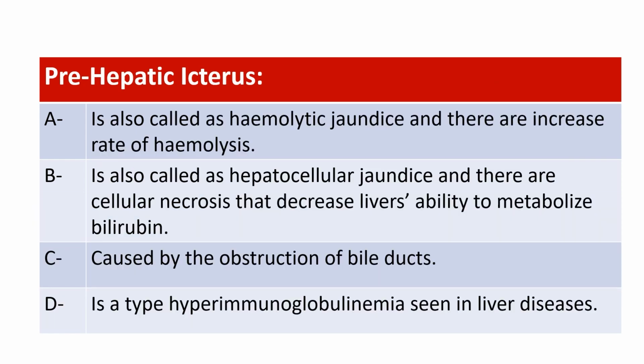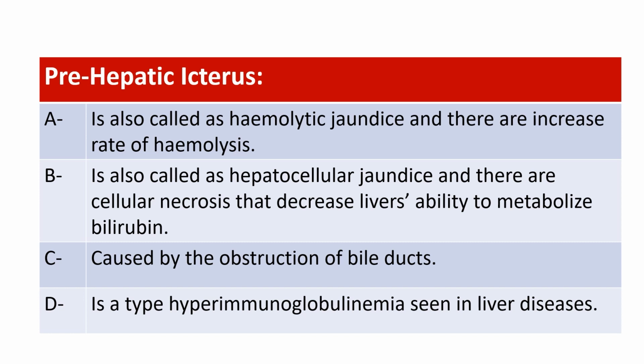Prehepatic icterus. So we will look for the correct statement describing prehepatic icterus. A: It is also called hemolytic jaundice, and there is an increased rate of hemolysis. Hemolysis means destruction of the cell membranes of erythrocytes. It's the lysis of erythrocytes, and jaundice is icterus. Icterus is a medical term. B: It is also called hepatocellular jaundice, and there is cellular necrosis that decreases the liver's ability to metabolize bilirubin. C: Caused by the obstruction of bile ducts. D: A type of hyperimmunoglobulinemia seen in liver diseases.